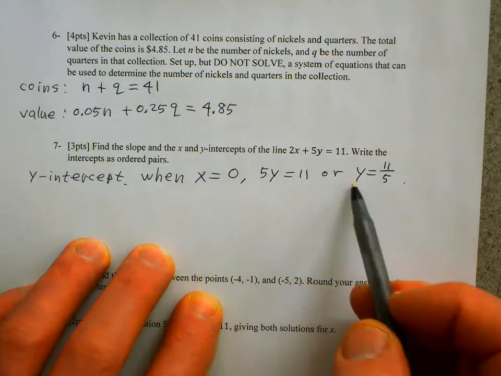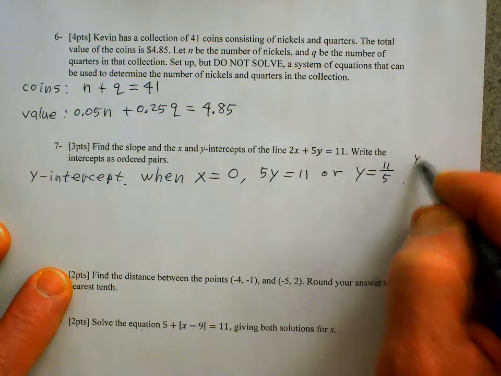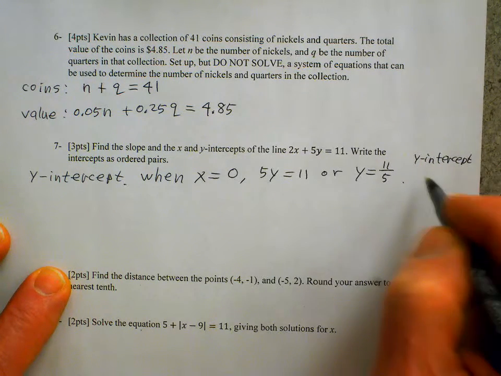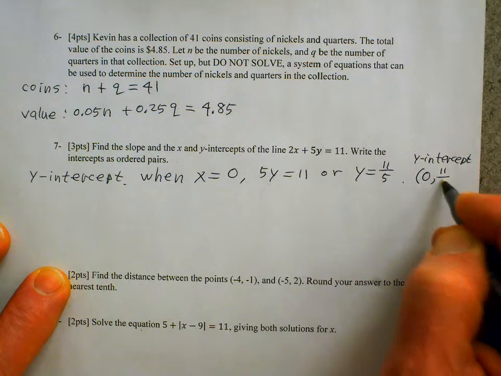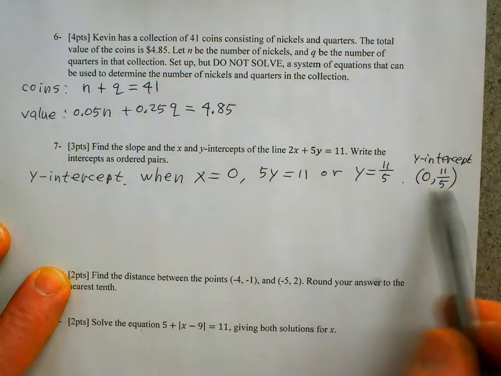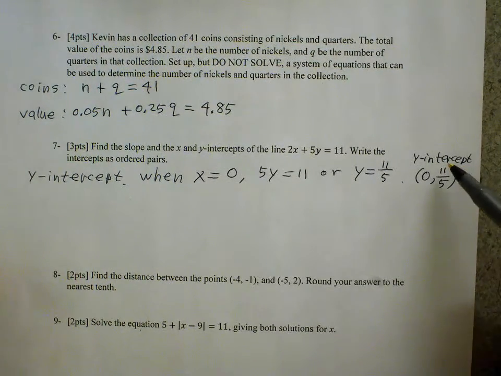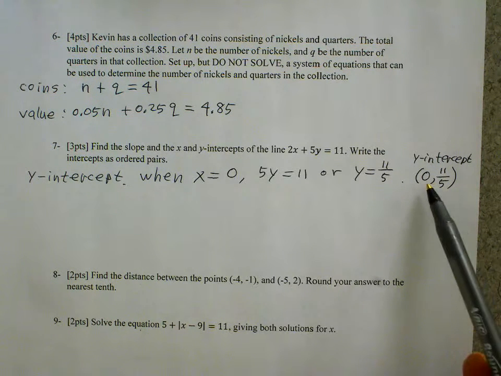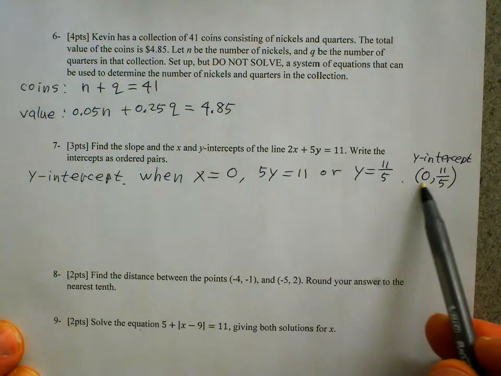Okay, so the y-intercept as an ordered pair is the ordered pair 0 for x and 11 fifths for y. It's an ordered pair. So if you just type in or answer 11 fifths, that's not correct, because the y-intercept is a point in the xy plane, and every point in the xy plane is associated with an ordered pair.